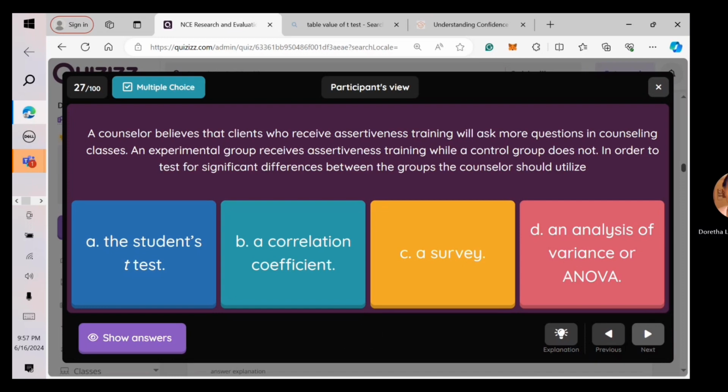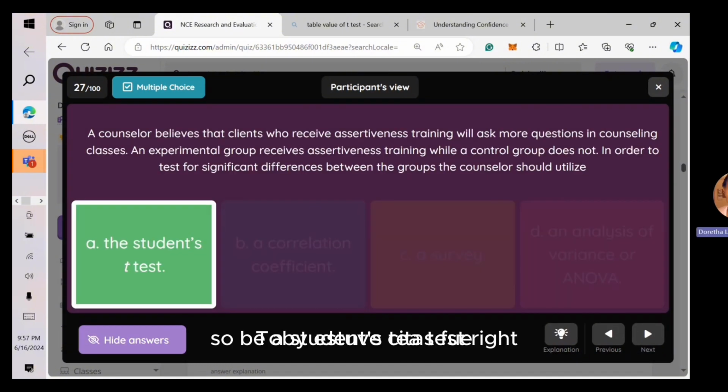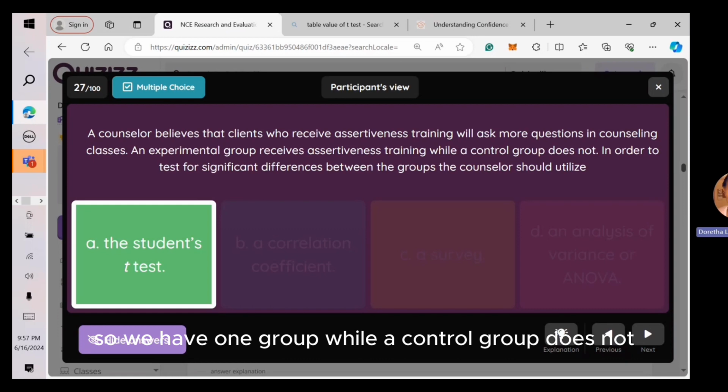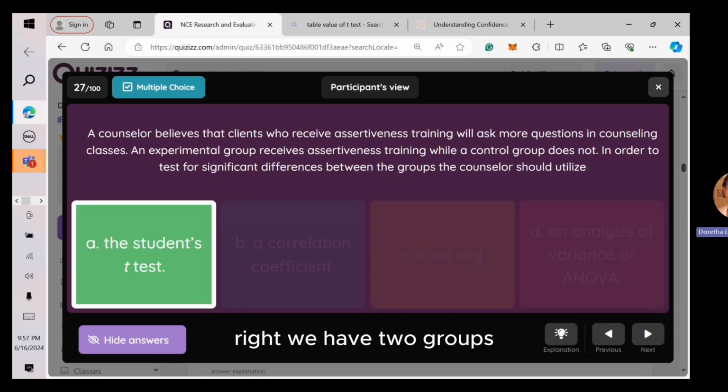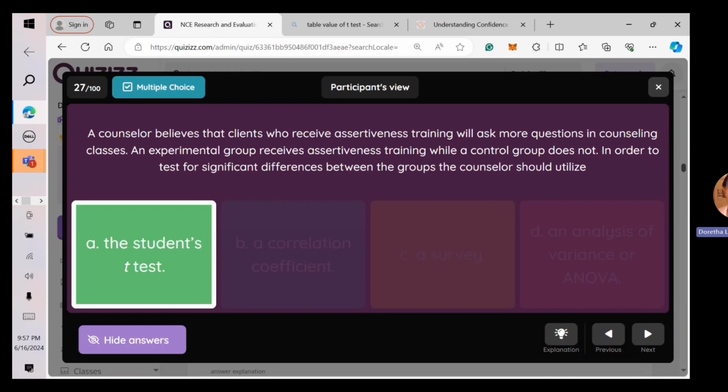So B, the student's t-test, right? Because in this example right here, we have one group that receives assertiveness training, right? So we have one group while a control group does not, right? We have two groups. So always think of the t-test as two groups, right? It'll help you remember that with the student's t-test. And sometimes it's shown as a student's t-test or just a t-test in itself.